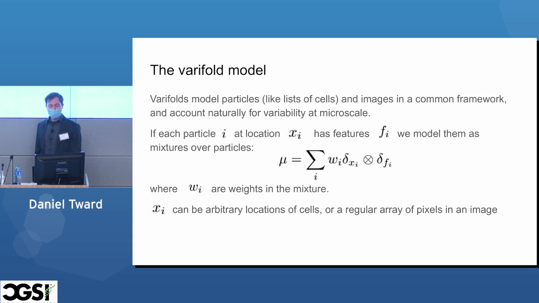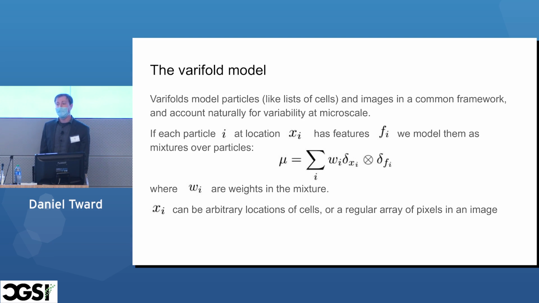So let me get a little bit into the mathematical details. Varifolds model particles, like lists of cells with their location, as well as images, like regular grids of pixels, in a common framework. So this mathematical tool allows us to pass from the microscale of RNA particles to cells to images seamlessly. And varifolds account naturally for variability at the microscale, and I'll get into what exactly that means.